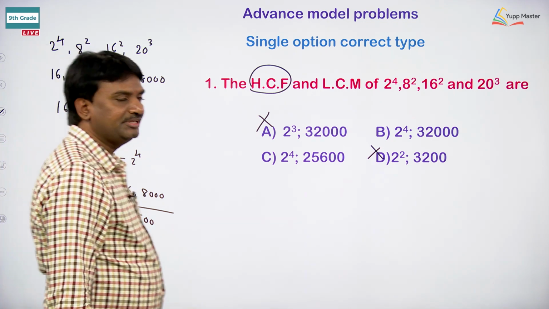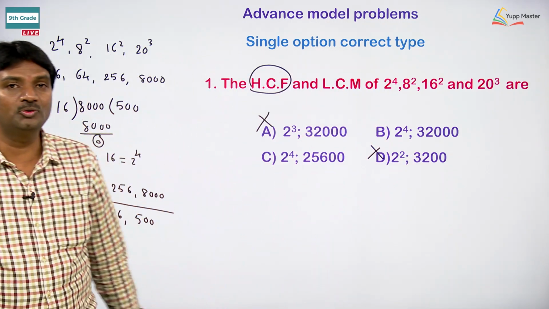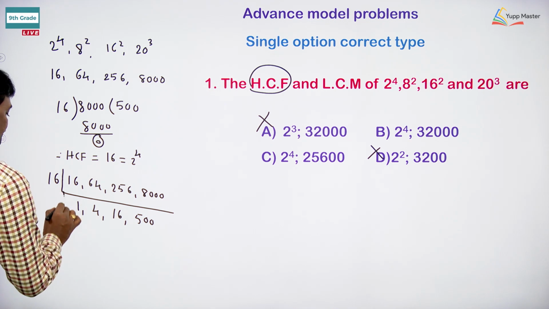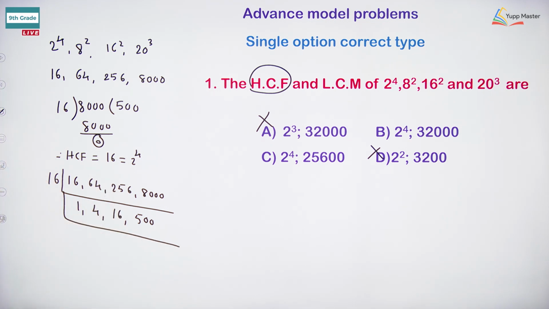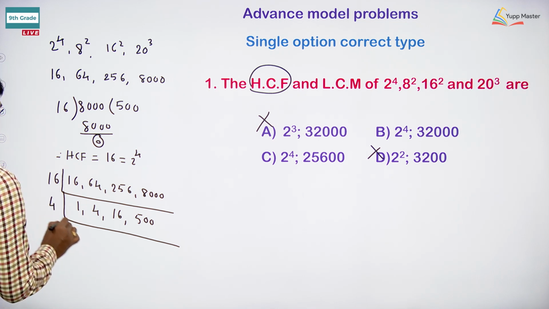So 16 times 5 times 8, 0, 0. Next, here we have to continue this process up to getting the co-prime integers. Next we can take 4. Actually 1 is not divisible by 4, so that's why we can write 1 as it is.